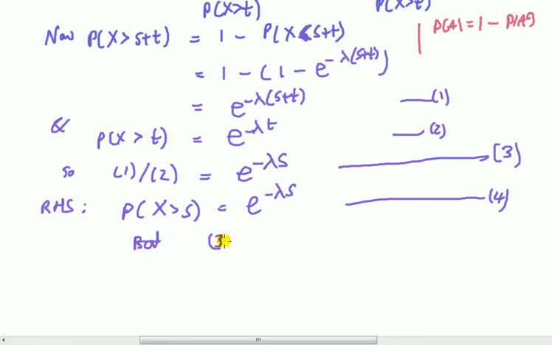Now 3 equals 4. The left hand side, this whole thing, is 3. This is the right hand side of the memoryless property. So in other words, the memoryless property holds. So we're done.